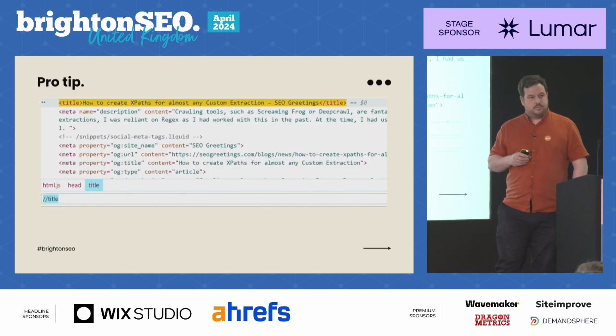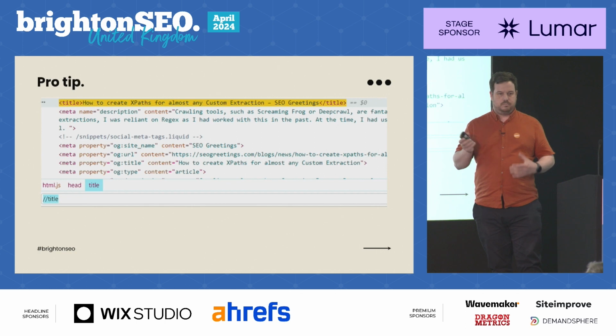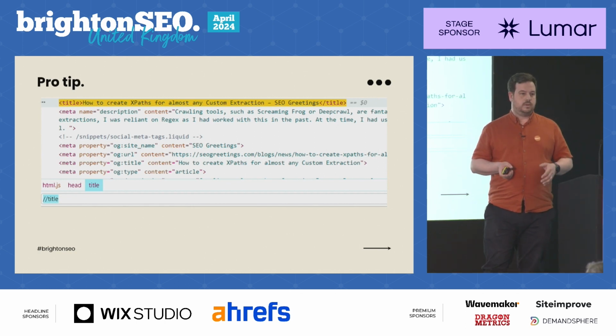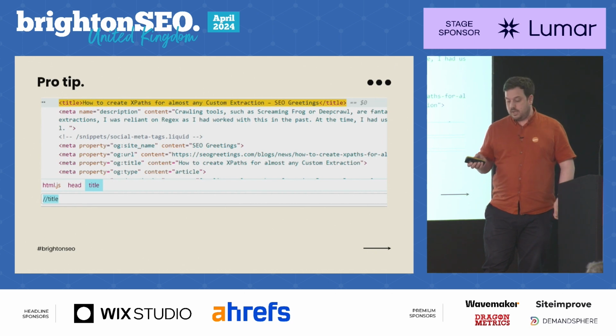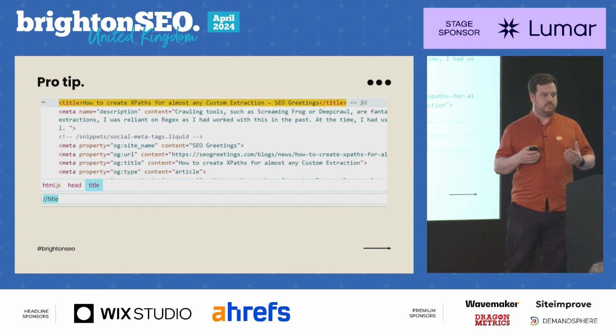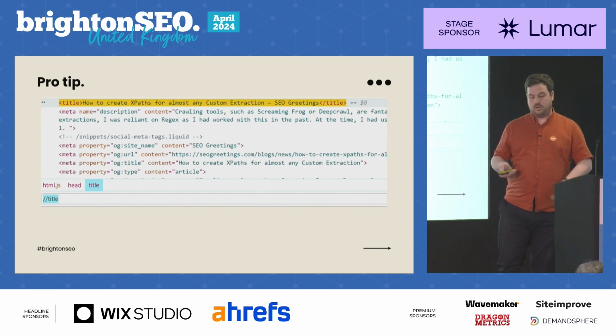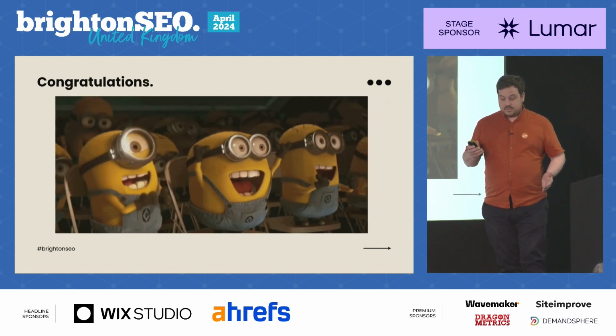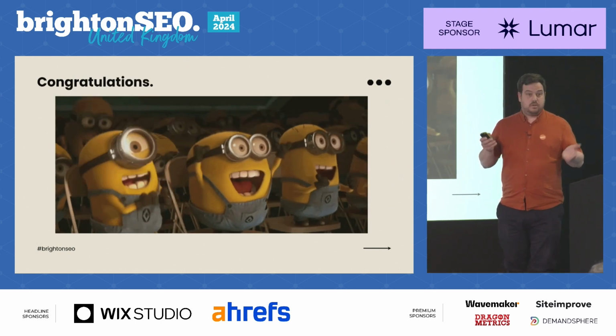And as a pro tip, if you go into your Chrome DevTools or Inspect Element or whatever you want to call it, and do a Control F search and put your Xpath in there, it will go to the HTML that you're looking at. So it's a really good way of debugging it before you add it into Screaming Frog and start your crawl. And that's the basics. So congratulations, you can all do Xpath.